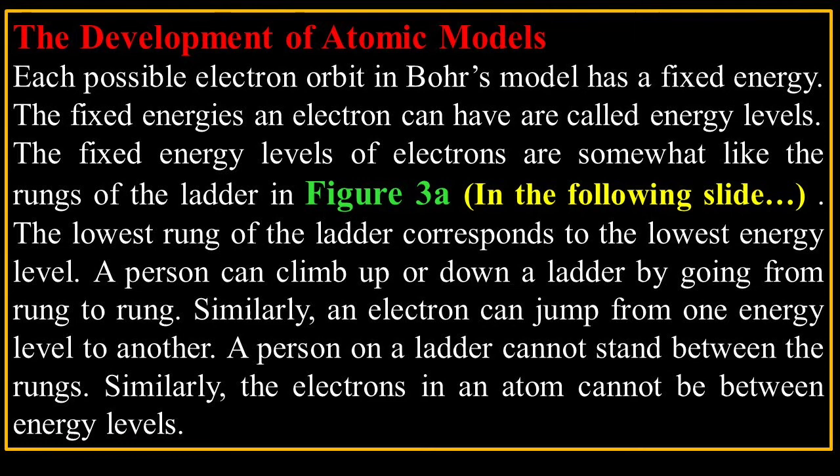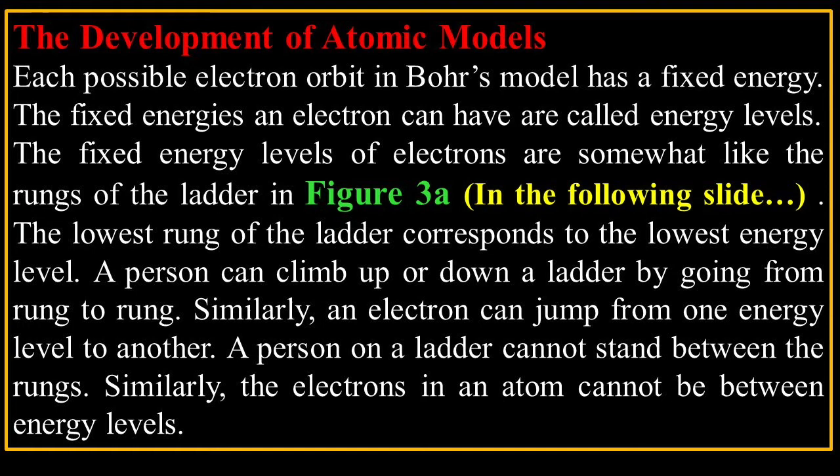Each possible electron orbit in Bohr's model has fixed energy. The fixed energies an electron can have are called energy levels. The fixed energy levels of electrons are somewhat like the rungs of a ladder in figure 3A, the following slide. The lowest rung of the ladder corresponds to the lowest energy level. A person can climb up or down the ladder by going from rung to rung. Similarly, an electron can jump from one energy level to another.